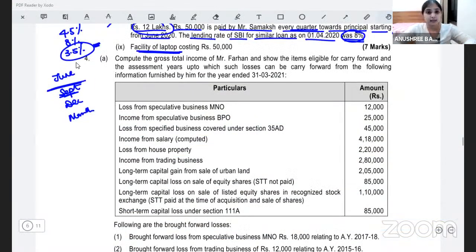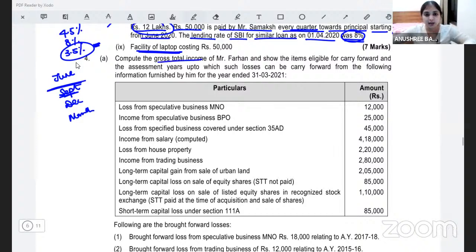Now, whenever we get a set off and carry forward of losses question, what I generally do is that I consider just my incomes first. I keep all the losses aside. Once I finish all the incomes, then I consider the losses one by one. I'll show you how I do it.